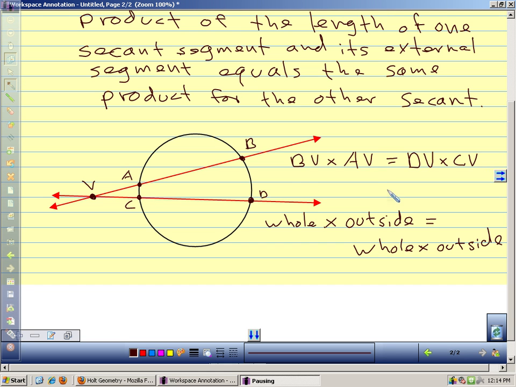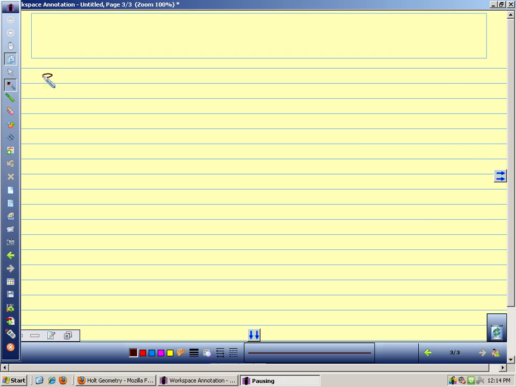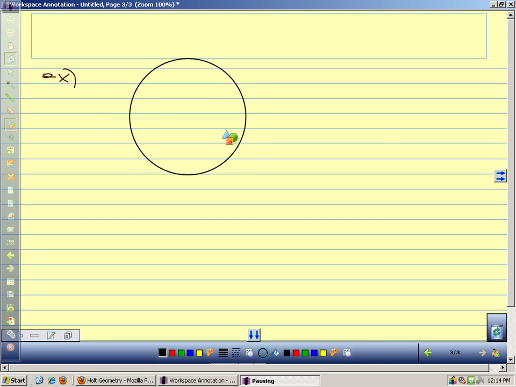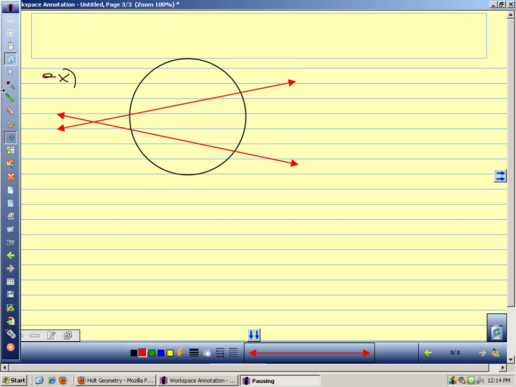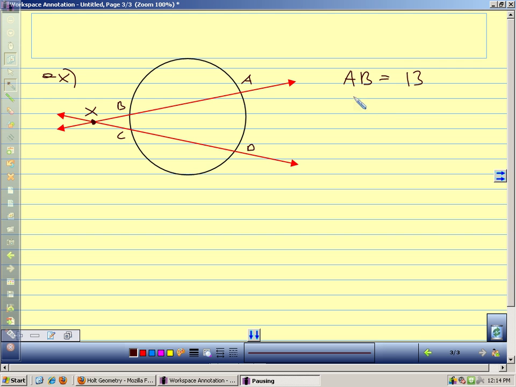All right, let's look at an example of calculating with this. So here's our example. There's our circle and our two secants. And for this one, we'll label the points X, B, C, A, and D. And our problem tells us that AB is 13, BX is 6, DX is 15, and XC is what we're looking for.